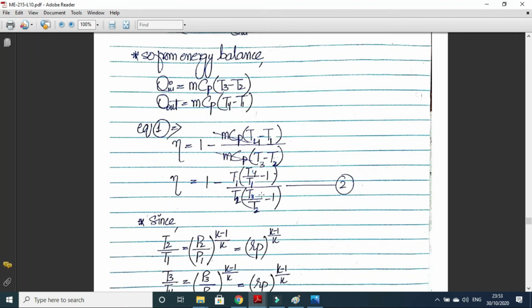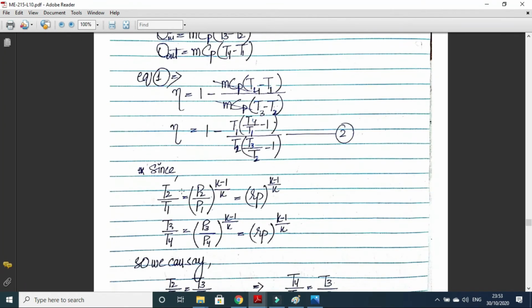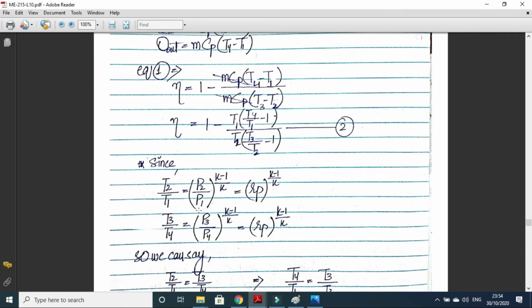T1 and T2 can be taken common. Then we can use the isentropic relations. T2 upon T1 is equal to (P2 upon P1) to the power (K minus 1) upon K. This is the third isentropic relation which you derived in the thermodynamics entropy chapter. P2 upon P1 is actually Rp, so it will be Rp to the power (K minus 1) upon K. Process 3 to 4 is also isentropic, so T3 upon T4 will be equal to (P3 upon P4) to the power (K minus 1) upon K. P3 upon P4 is Rp.